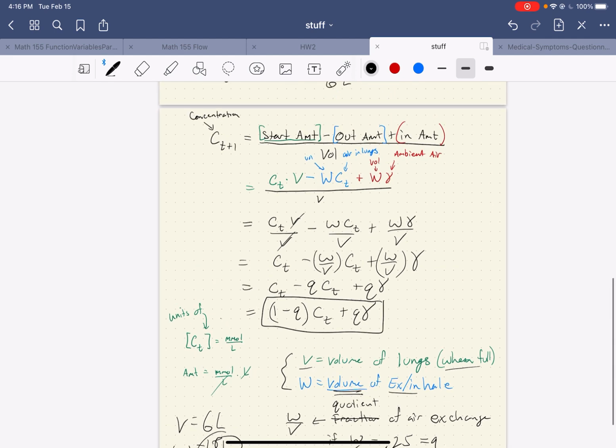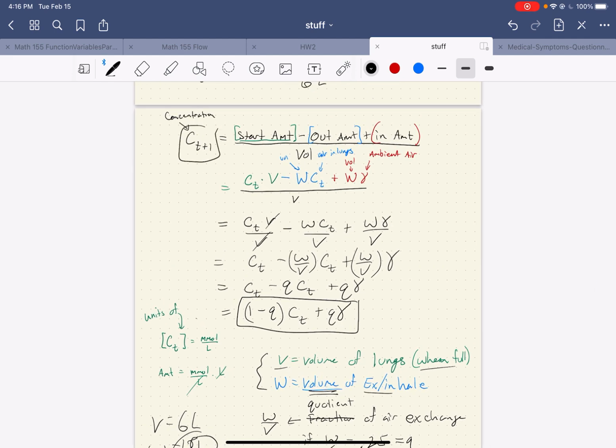Or I should say that's the right-hand side. Left-hand side is just c sub t plus 1, okay? So let's go ahead and see this in action.